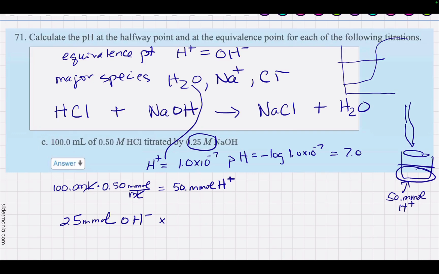So we can easily calculate that by taking the molarity, which is the same thing as 0.25 molar, how many moles are in a liter, but we're doing millimoles per milliliter. So when I do this, I'm figuring out how much volume of the base, because I will need the total volume of the acid and the base to do the final concentration of the hydrogen ion.